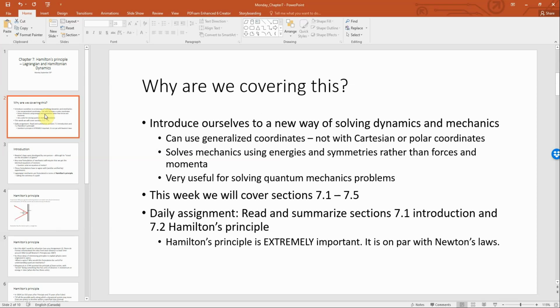For the daily assignment, read and summarize section 7.1, the introduction, and 7.2, Hamilton's principle. Hamilton's principle is extremely important. It is effectively like Hamilton's law for Lagrangian mechanics. As I say, it's on par with Newton's laws. Newton's laws, you know how to state them, you know what they are. If you took 2500 with me last year, I made sure that you knew what they were. Hamilton's principle is as important as that for working with Hamiltonian and Lagrangian mechanics.